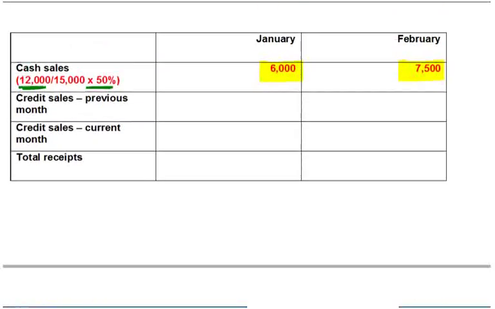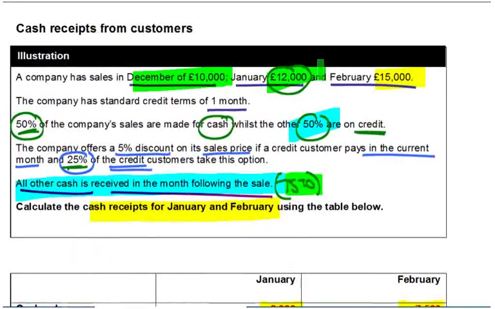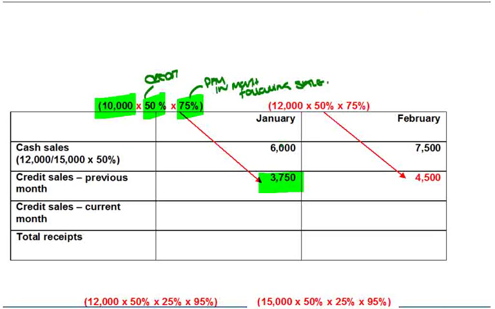So just going back and checking our figures, remember January, £12,000 worth of sales. I'm going to take my sales times my 50% on credit, and 75% of those paying in the month following sales. So 12,000 times 50%, that means 6,000 take up the credit option, but only 75% of those pay in the month following, 4,500. So that deals with the credit sales that don't get a discount, they just pay in the next month.